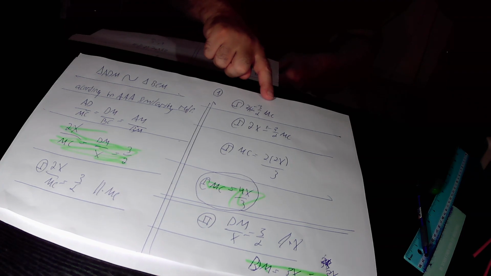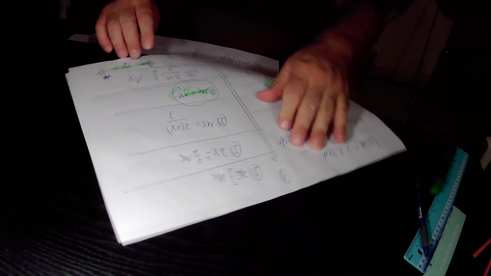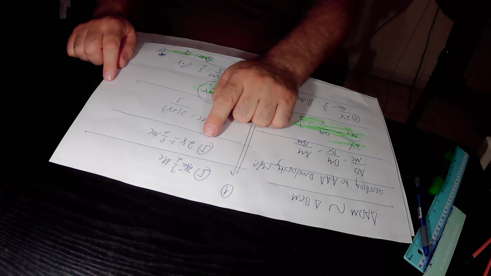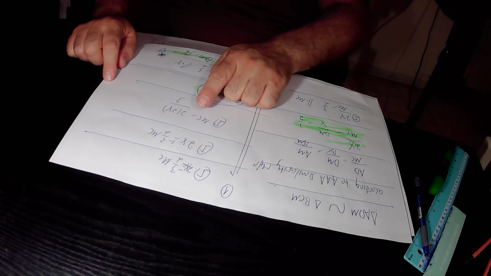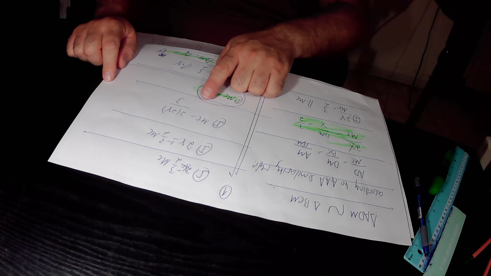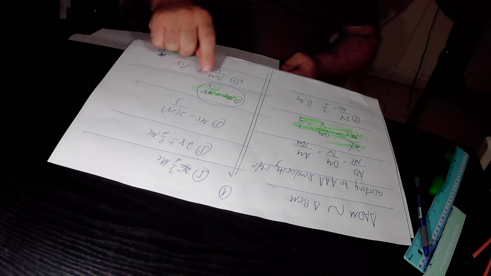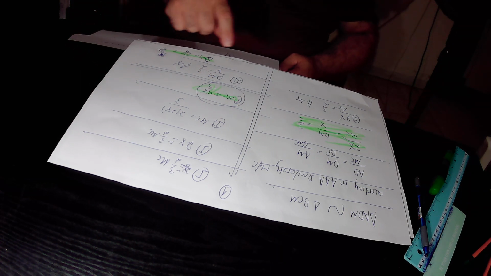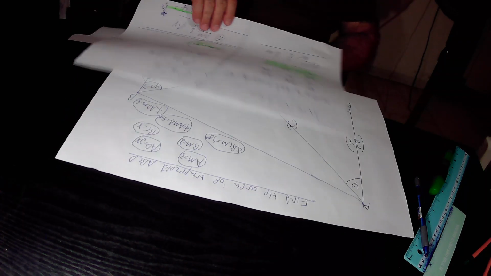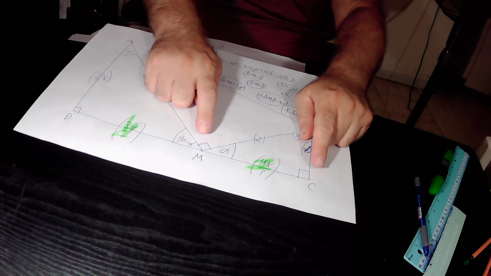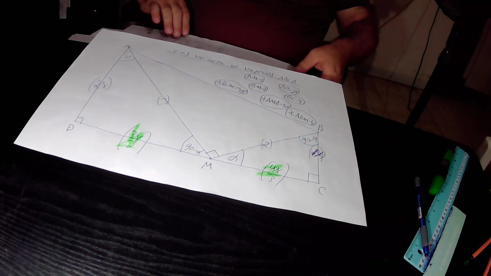MC equals 2 times 2x over 3. So MC equals 2 times 2x, that is 4x over 3. So we found out that MC equals 4x over 3 units.